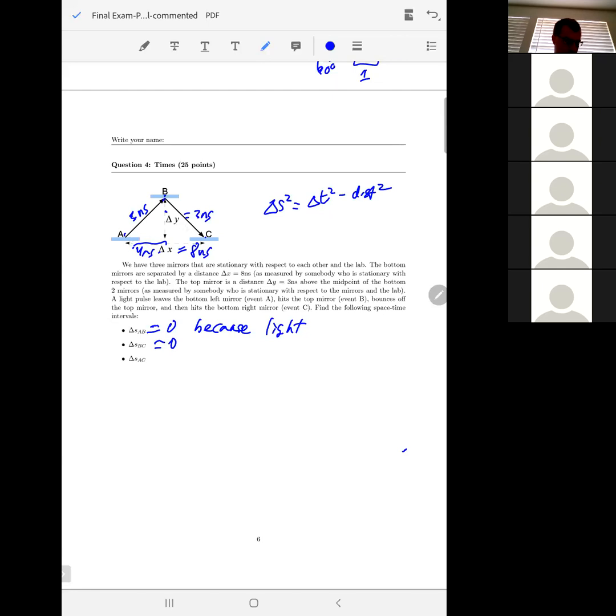But now, to get from here to here, to get from A to C, that's going to be the square root of, let's see, 5 nanoseconds this way, 5 nanoseconds that way. So 10 nanoseconds squared minus 8 nanoseconds squared, or the square root of 100 minus 64 nanoseconds. Any questions?